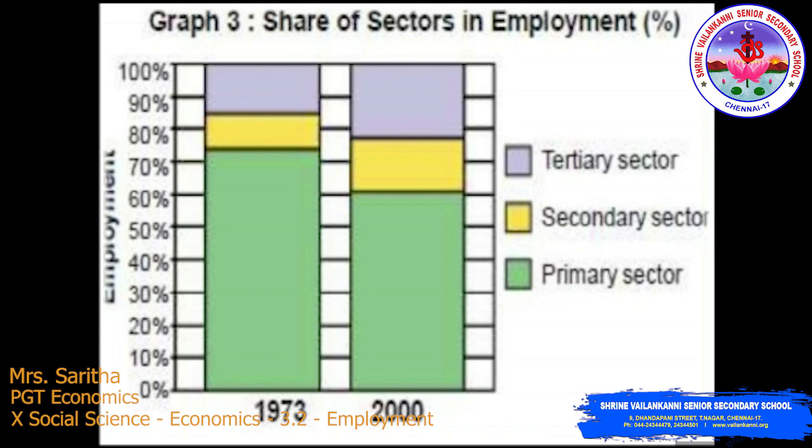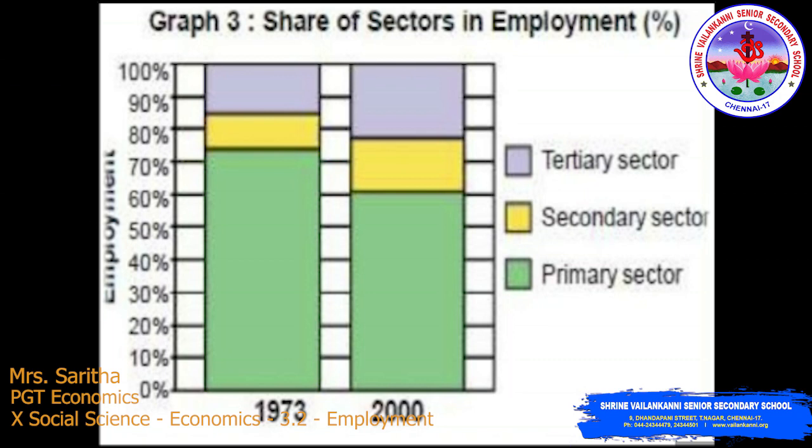Why didn't a similar shift out of the primary sector happen in the case of employment? It is because not enough jobs were created in the secondary and tertiary sectors. Even though industrial output, or the production of goods, went up by more than 9 times during the period, employment in industry went up by around 3 times.